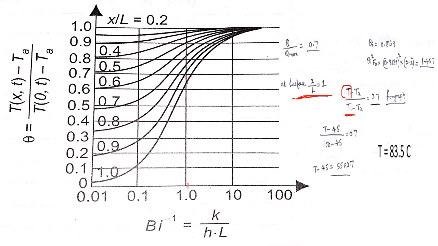T minus 45 divided by 100 minus 45 equals 0.7 or 0.68, which is read from the graph. If we solve this equation, my temperature T will be around 83.5 degrees centigrade. If we calculate this temperature T with 0.68 from the graph, we get a temperature of around 82.4 degrees centigrade. I hope you have understood all these graphs.